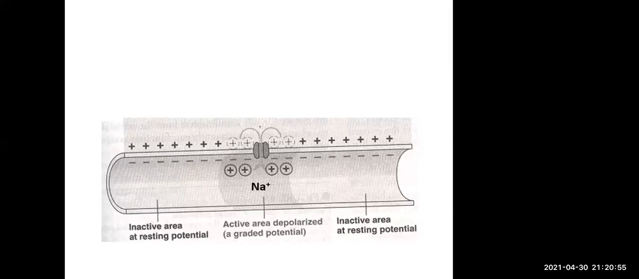Is it possible to obtain different grades, meaning a 10 millivolt change, a 15 millivolt change, an 18 millivolt change? Yes, that is possible, depending upon the neurotransmitter released and the number of ligand gated channels opened. That's why it is called a graded potential. We can grade it: a 5 millivolt change, a 10 millivolt change, a 15 millivolt change. So that's why it is called a graded or local potential.